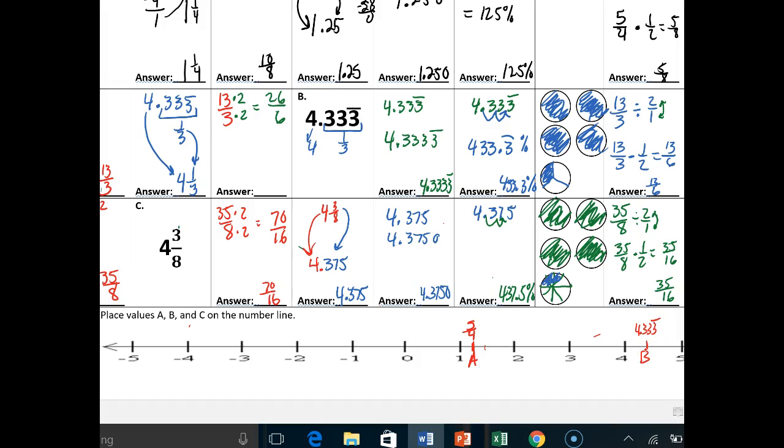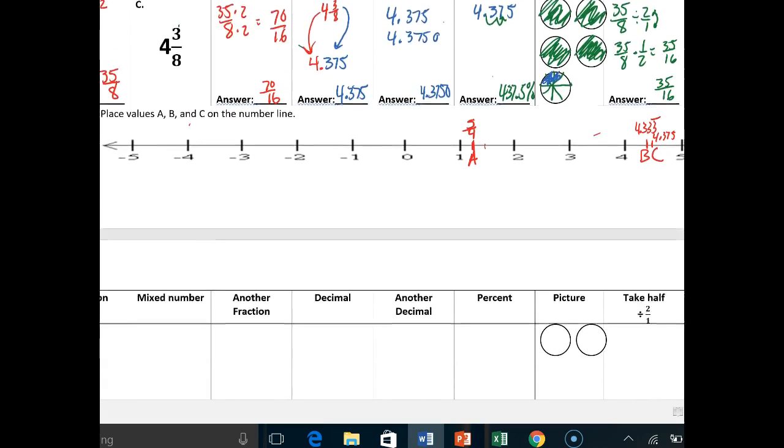Well, where's 4 3/8 going to go? Well, don't look at 4 3/8. Look at 4.375. Now, 4.375 is a little bit bigger than 4.333, literally just a hair bigger. Some of you may say, but 4.333 goes on forever. Yeah, but if you line up the decimals, this 7 in the hundredths place is bigger than that 3 in the hundredths place. So C is just a little bit bigger than B. Very close, but just a little bit bigger.